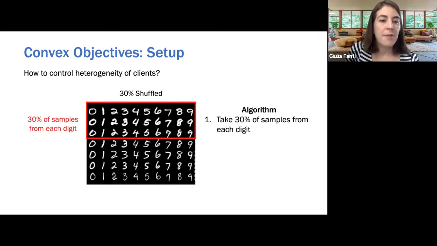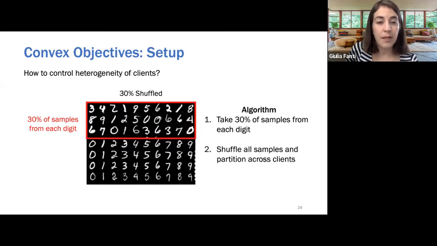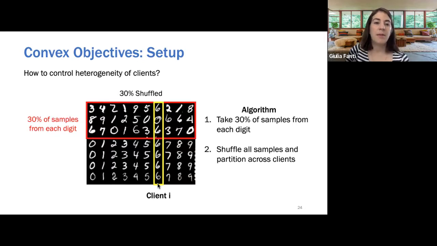First, we're going to take 30% of samples from each digit. So here each digit is representing a class, a user. So we take 30% of samples from each digit. We're going to shuffle them uniformly. And then we're going to take the resulting column as a client. And so basically the more shuffled the data set is, the more homogeneous it's going to be. So in this way, we can roughly control the heterogeneity of our empirical set.